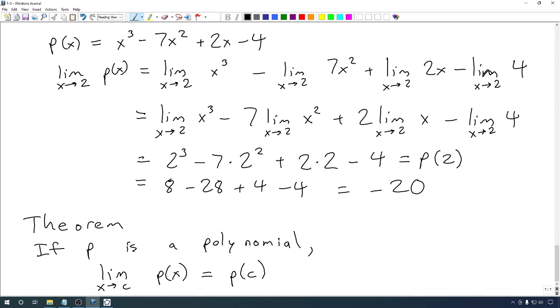This is a nice property of polynomials that we're going to talk about again in the next section. This is a property called continuity, saying that any polynomial is a continuous function. But we'll get into what that means in the next section.